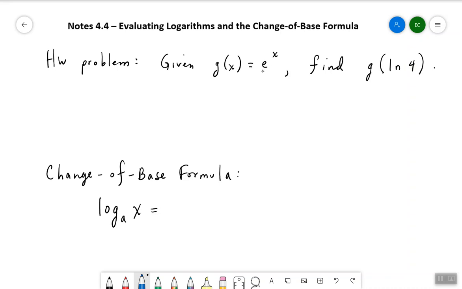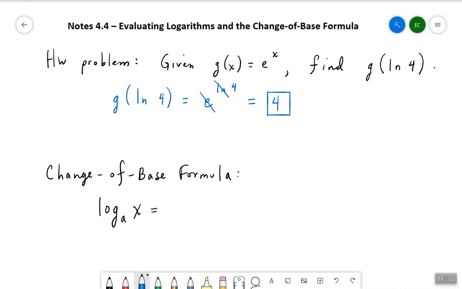If we're given g of x equals e to the x, then g of ln of 4 is just e to the ln of 4, right? We replace the x with ln of 4, and so we have e to the ln of 4. And the important point here is that this is a natural log. This is a log base e, and this is a base e exponential, and so they cancel. The e and the ln cancel, and we're just left with an answer of 4.